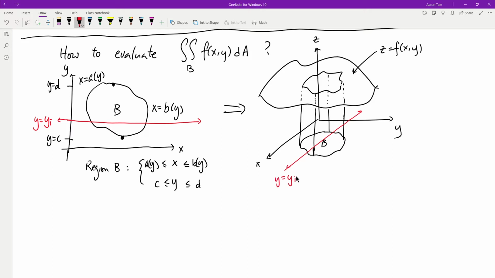Now here comes the big question. If I look at this line on the xy plane, it intercepts our region B at these 2 points. So what would be the coordinates of these 2 points? Actually pretty simple. This side would be (B of y sub i, y sub i), and this one would be (A of y sub i, y sub i). So those are the 2 points.